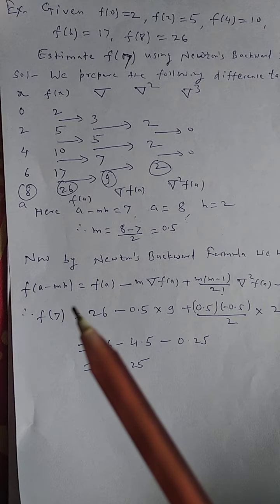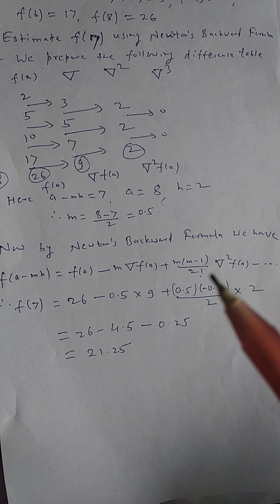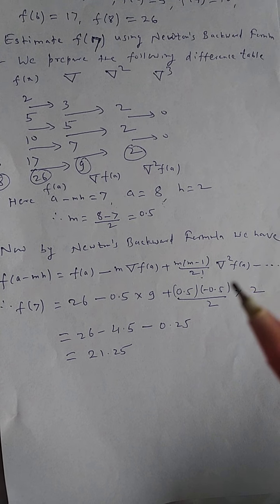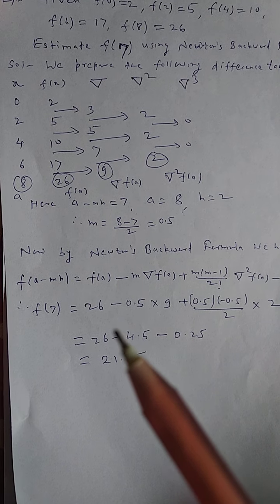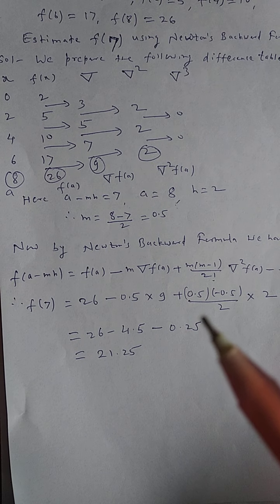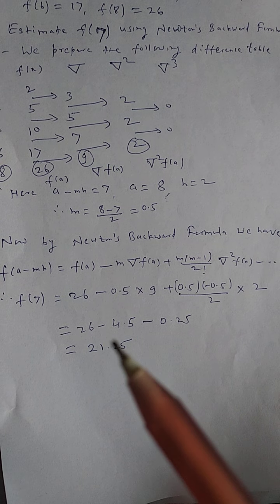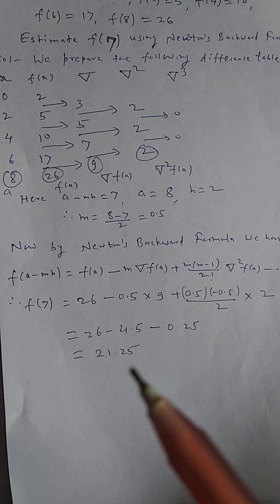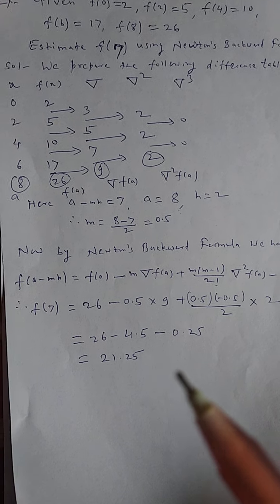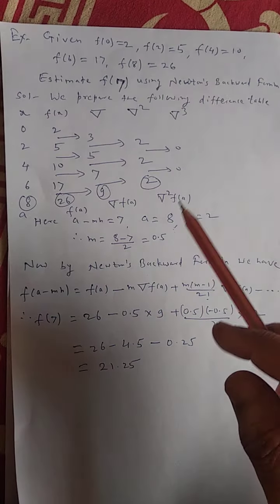Now by Newton's backward formula we have f of a minus mh, fa minus m del fa plus m into m minus 1 divided by 2 factorial del square fa minus and so on. Therefore f7 is equal to 26 minus 0.5 into 9 plus 0.5 into minus 0.5 divided by 2 into 2, that is 26 minus 4.5 minus 0.25, and the answer is 21.25.